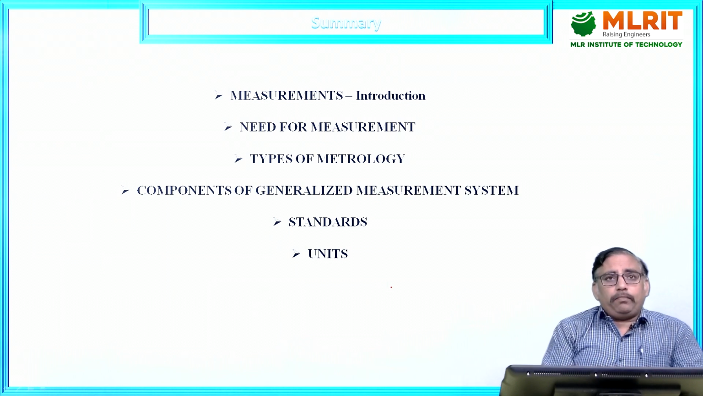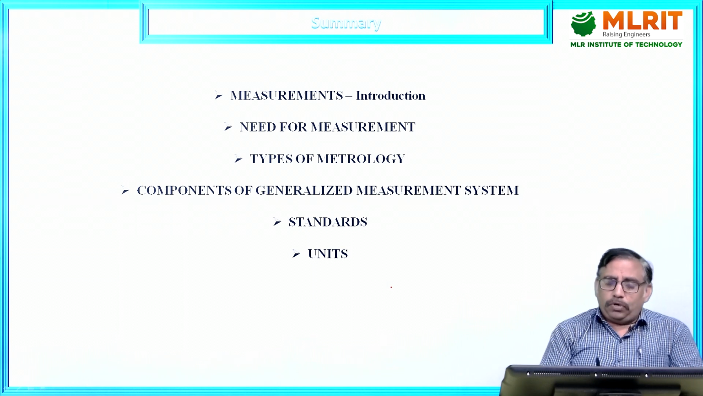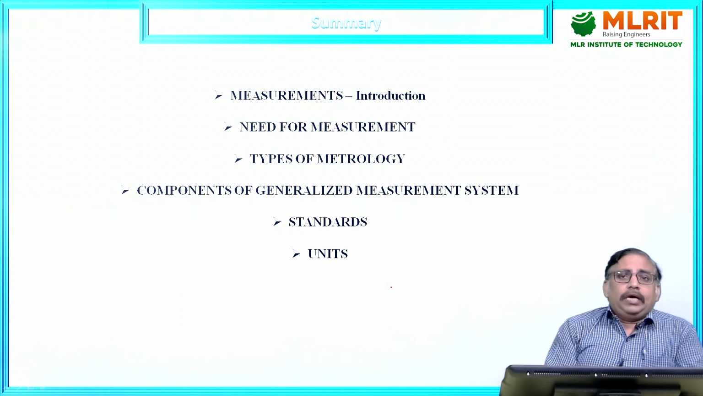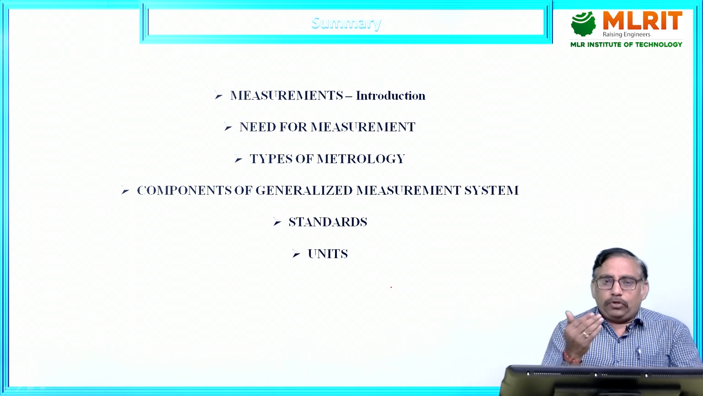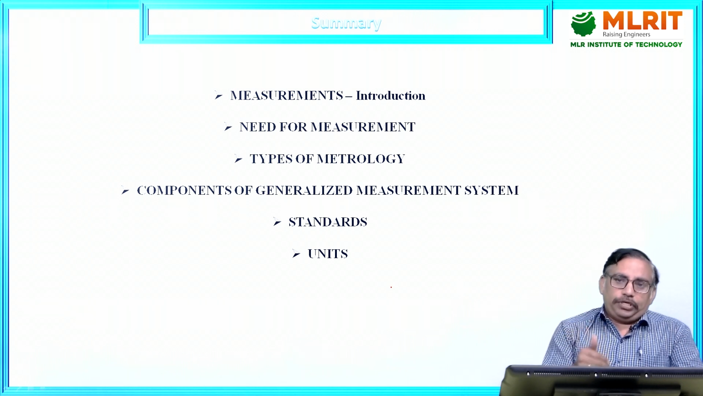So, the summary of my topic till now is: we have dealt with measurements and metrology and their introductions, the need for measurements, how many types of metrology there are in detail, and the components of generalized measuring systems and how they are aligned with each other. Then we have discussed the standards and the units, right?